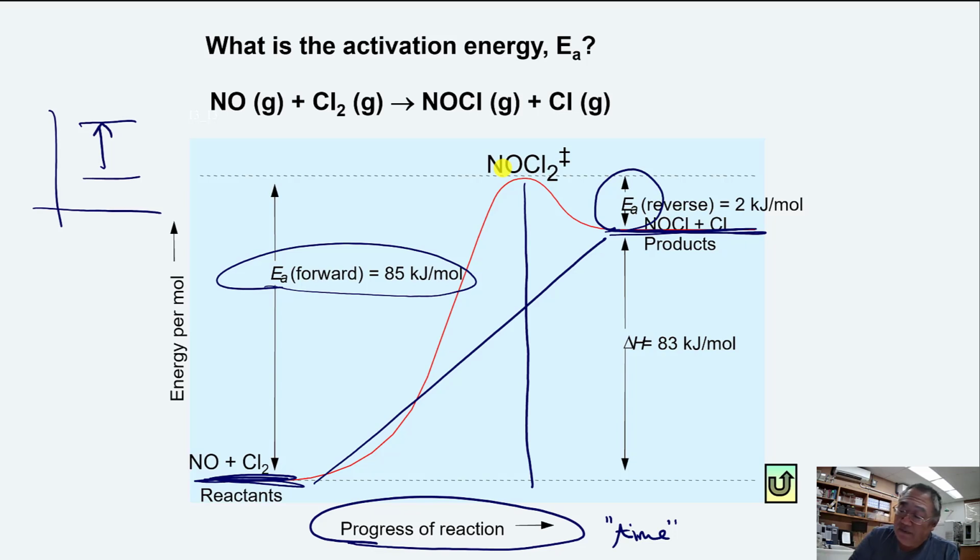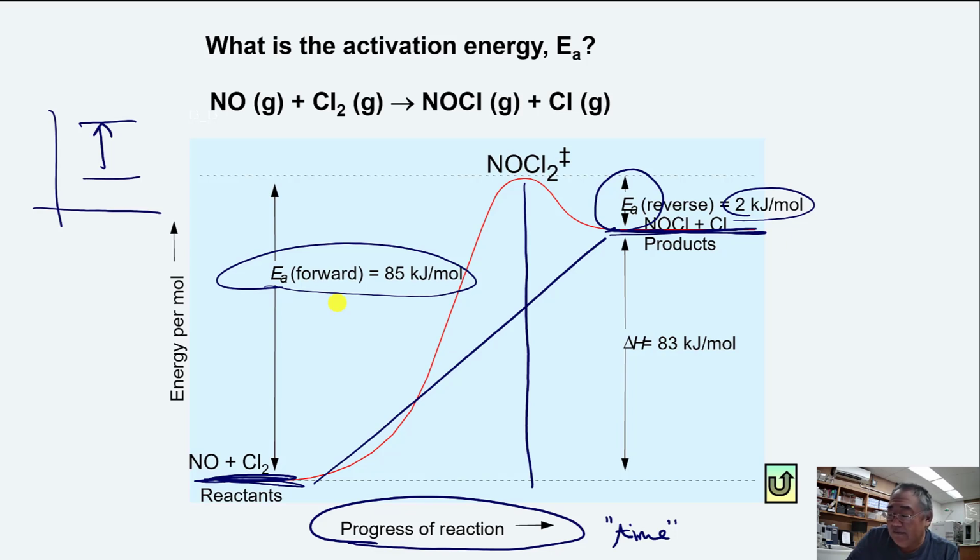So yeah, the activation energy is small. Now mathematically, you'll see that 2 kilojoules, this is delta H, the enthalpy between the reactants and products, plus the 83 is always going to be equal to the activation energy in the forward direction. So you can see mathematically there's a relationship.